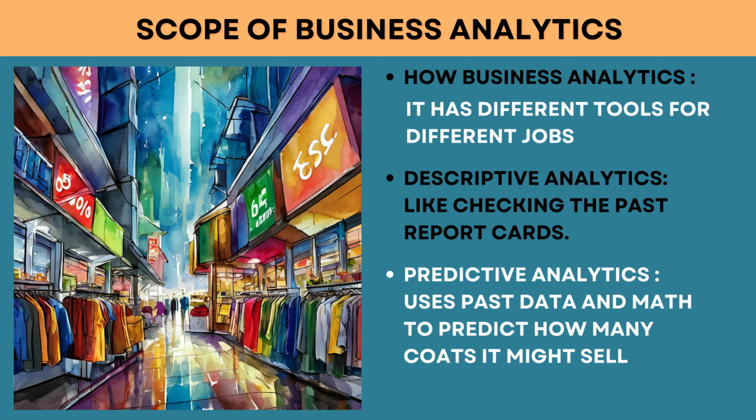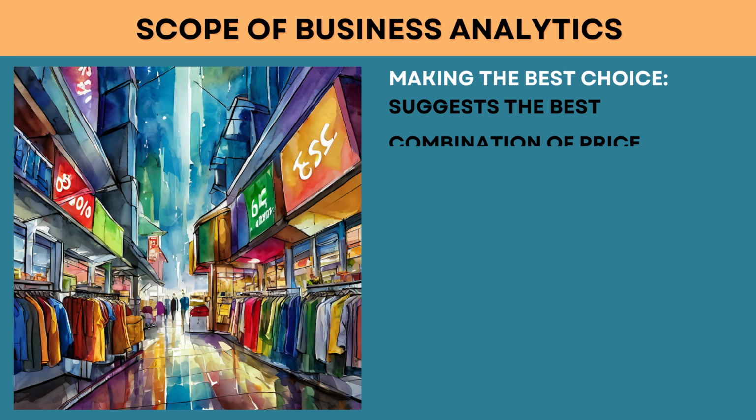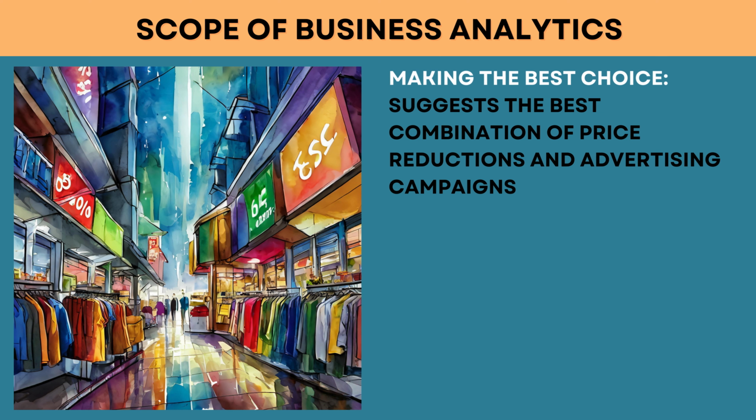Predictive Analytics. It uses past data and fancy math to predict how many coats we might sell if you discount them by, say, 20% or 30%. Making the best choice. Prescriptive Analytics. Imagine having a wise advisor who can tell us exactly what to do.